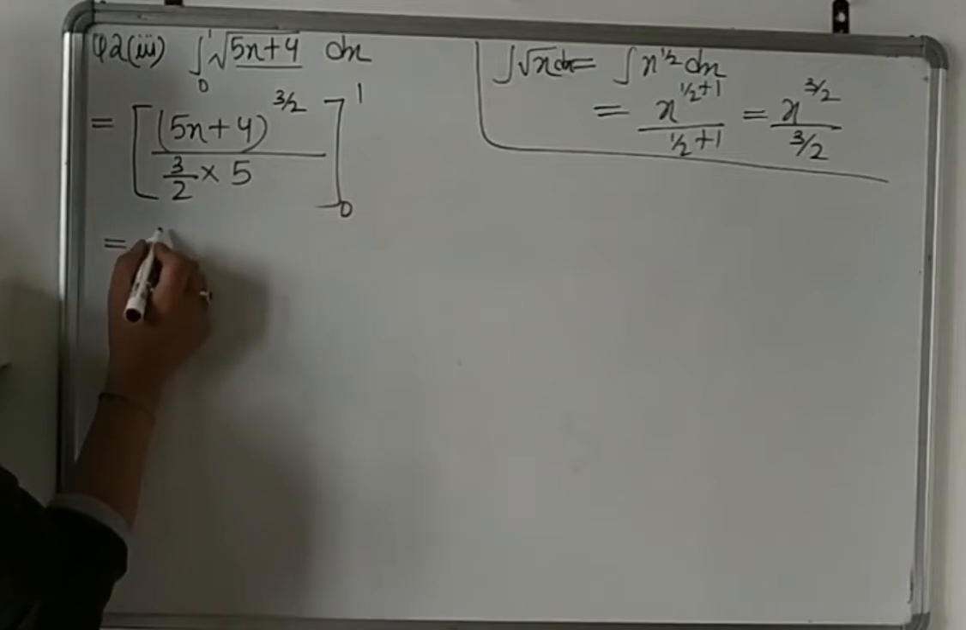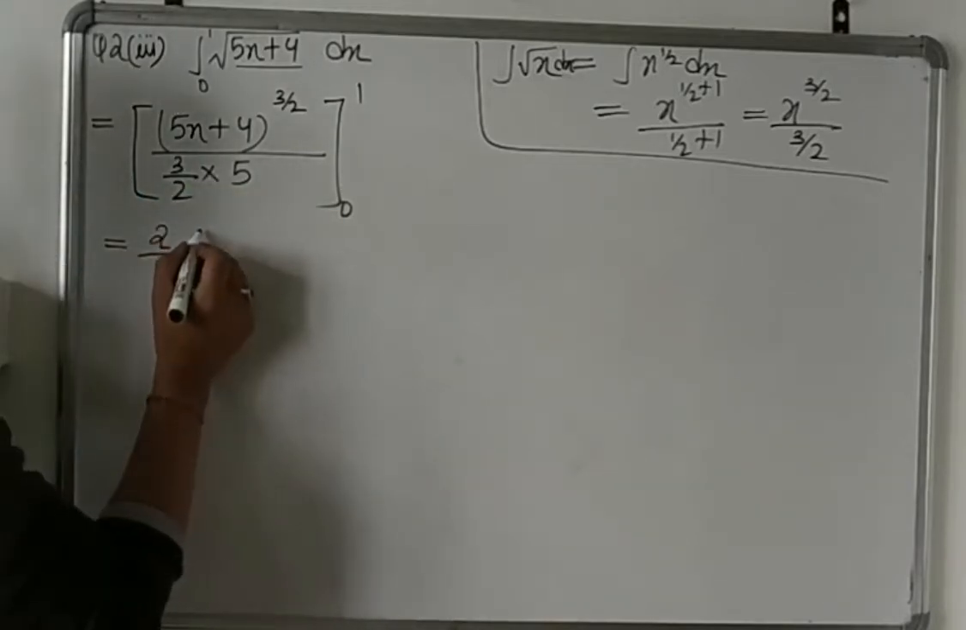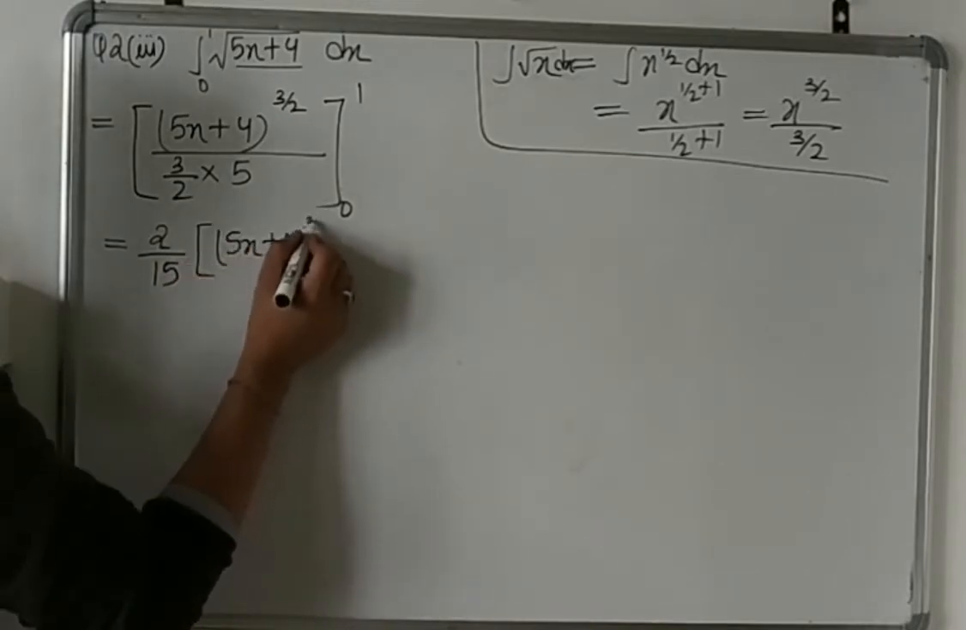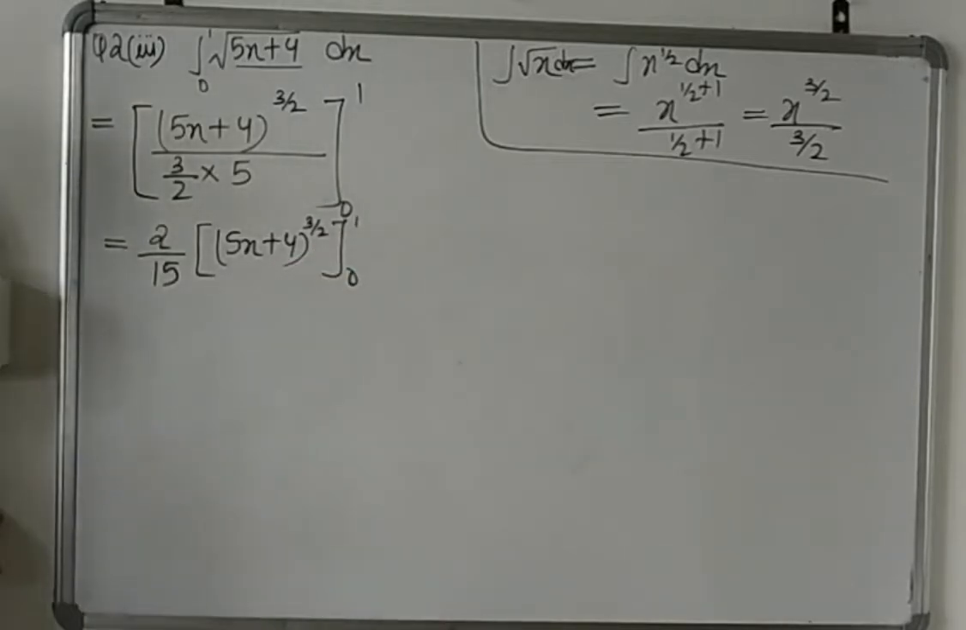So therefore, 2 by 15, which is my constant, I am taking it outside, and here within the box bracket (5x + 4)^(3/2). This goes from 0 to 1. Clear? Now we put the upper limit minus lower limit, finished.